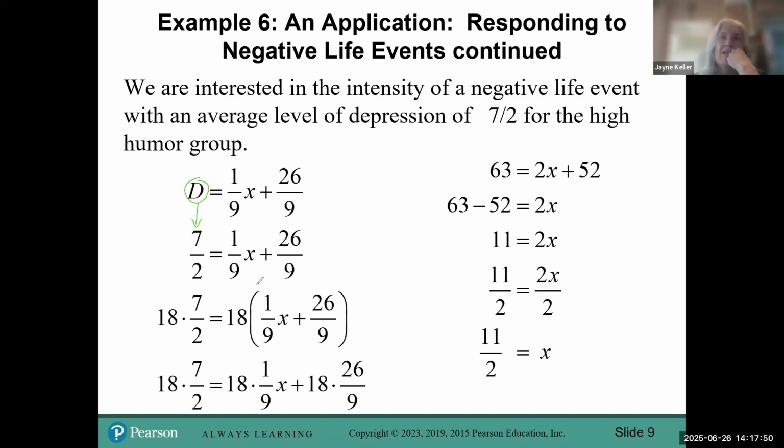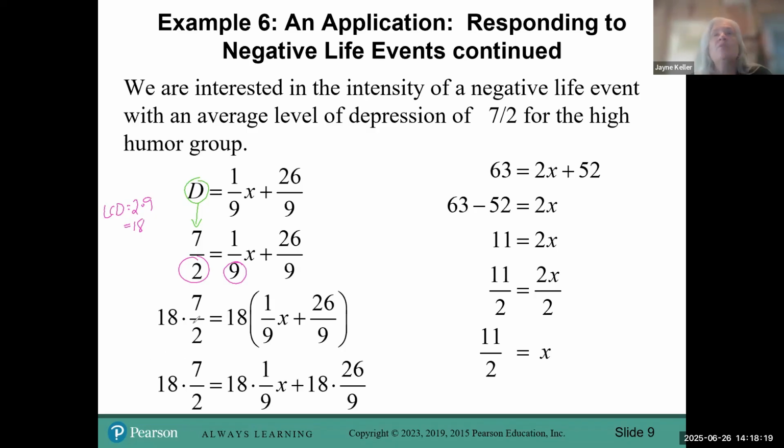To solve that, I'm going to first get rid of these fractions. I do that by looking at all of my denominators. I've got a 2 and a 9. Then I find the least common denominator. They don't have anything in common, so the least common denominator is 2 times 9, which is 18. Then I'm going to multiply both sides by 18. The reason I do this is to get rid of those fractions.